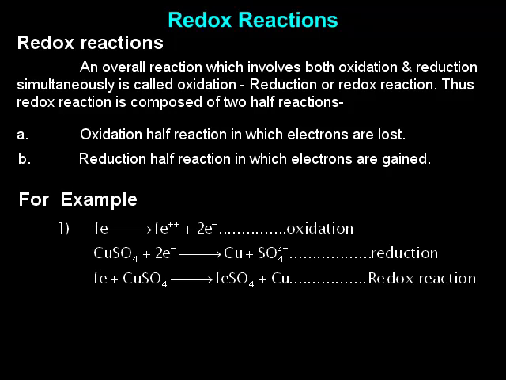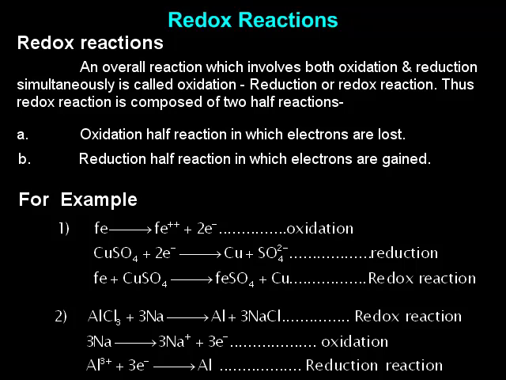For example, Fe gives Fe2+ plus 2 electrons, which is oxidation. Cu2+ plus 2 electrons gives Cu, which is reduction. Fe plus CuSO4 gives FeSO4 plus Cu, which is a redox reaction. AlCl3 plus 3Na gives Al plus 3NaCl, which is a redox reaction. 3Na gives 3Na+ plus 3 electrons, which is oxidation. Al3+ plus 3 electrons gives Al, which is a reduction reaction.